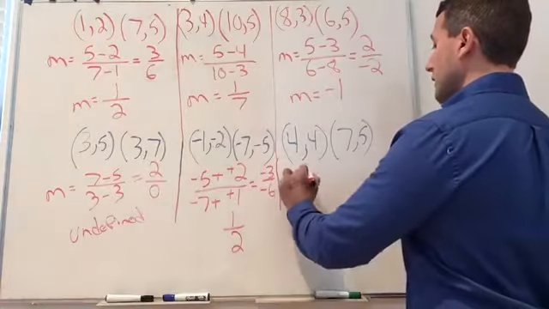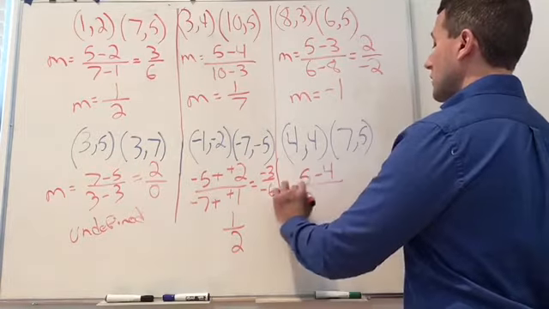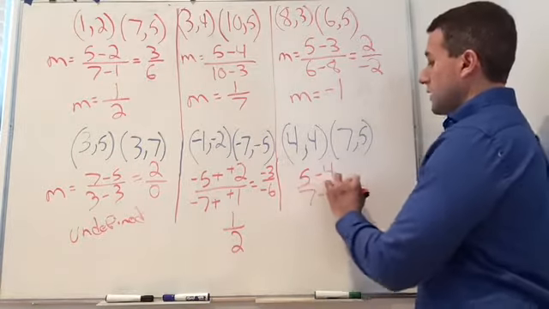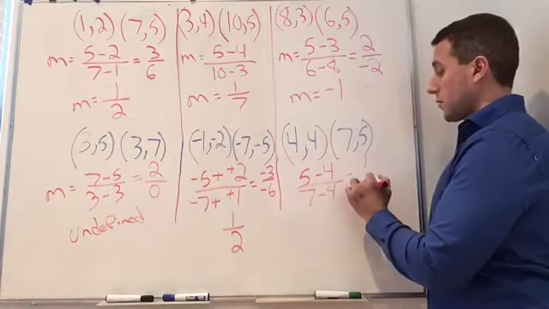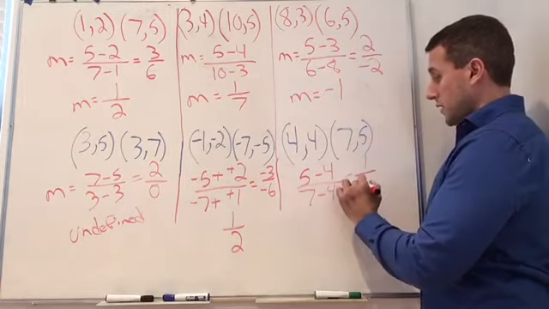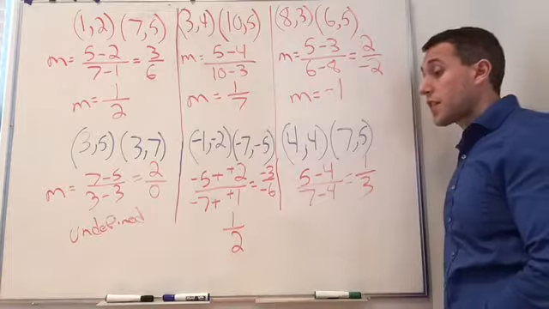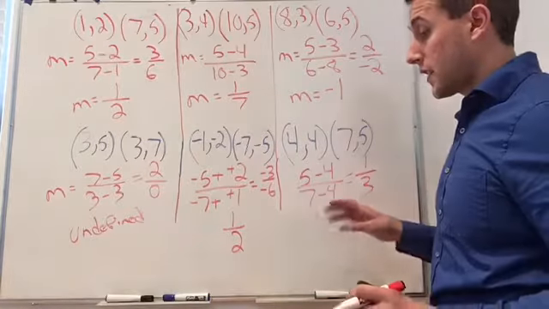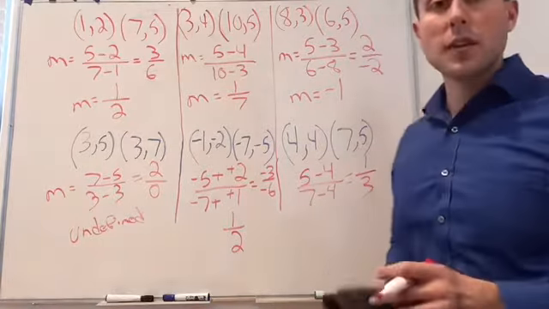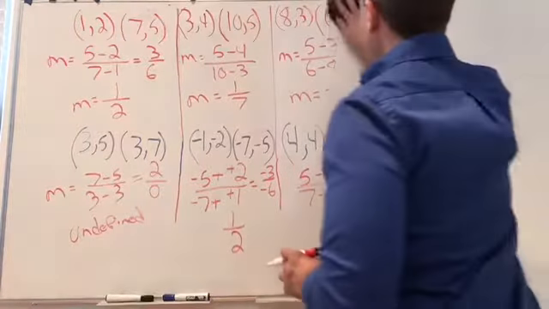Number 6, 5 minus 4 over 7 minus 4. It's pretty straightforward, right? 5 minus 4 is 1. 7 minus 4 is 3. So the answer to that is 1/3. Now we got 2 more problems left on this sheet, right? 2 more left.